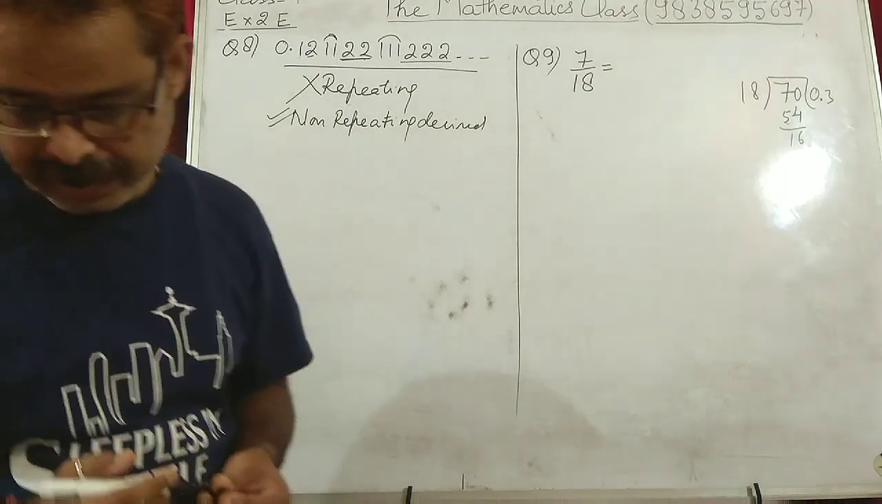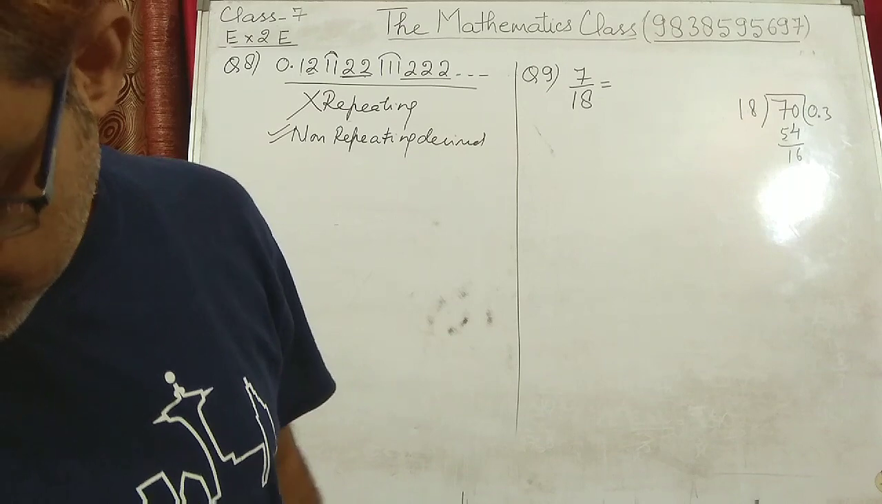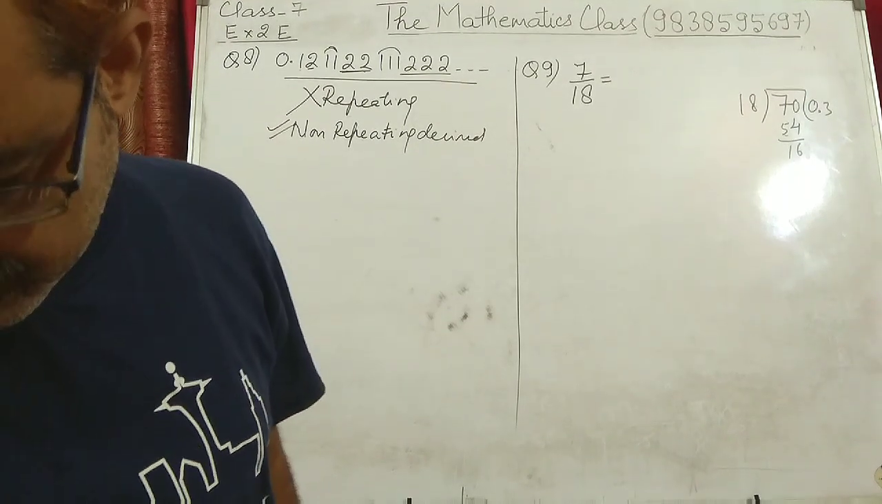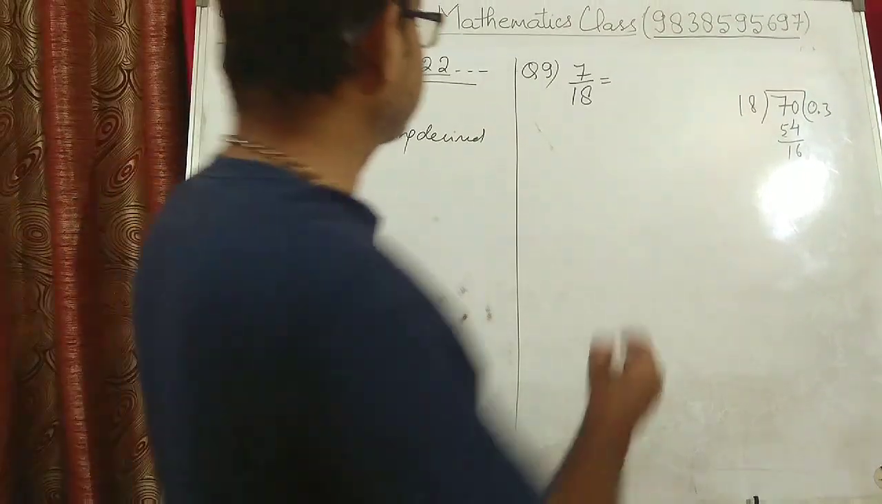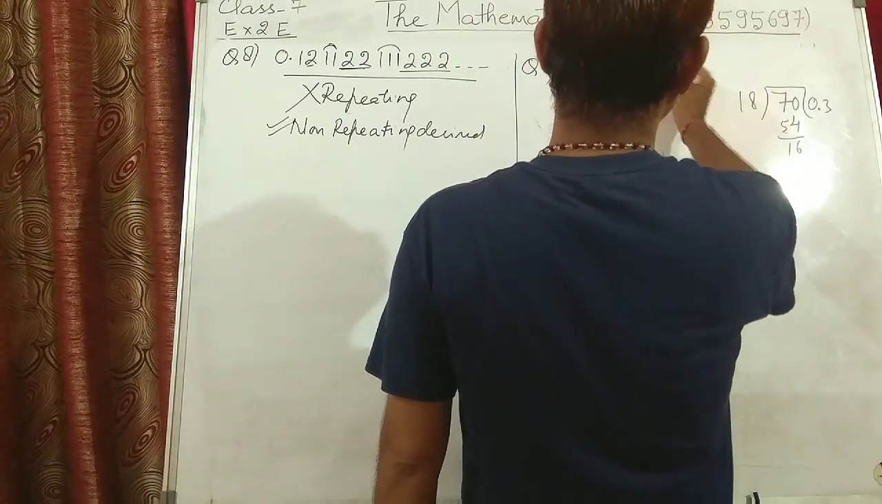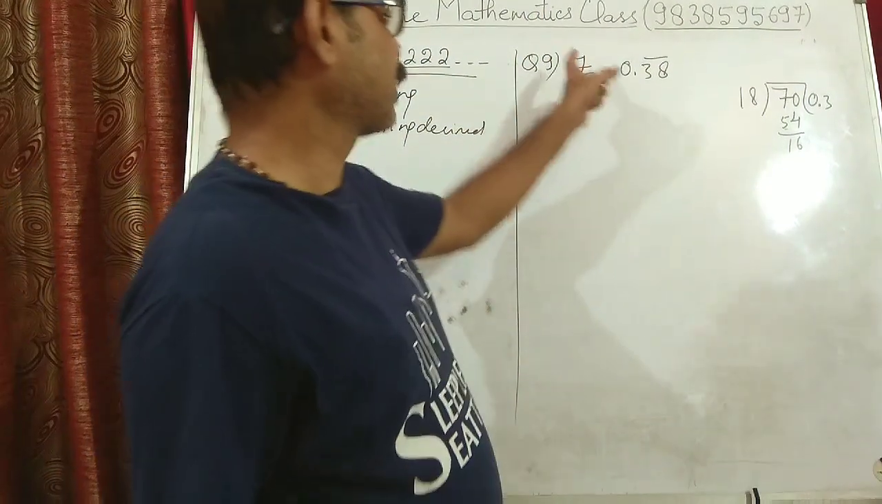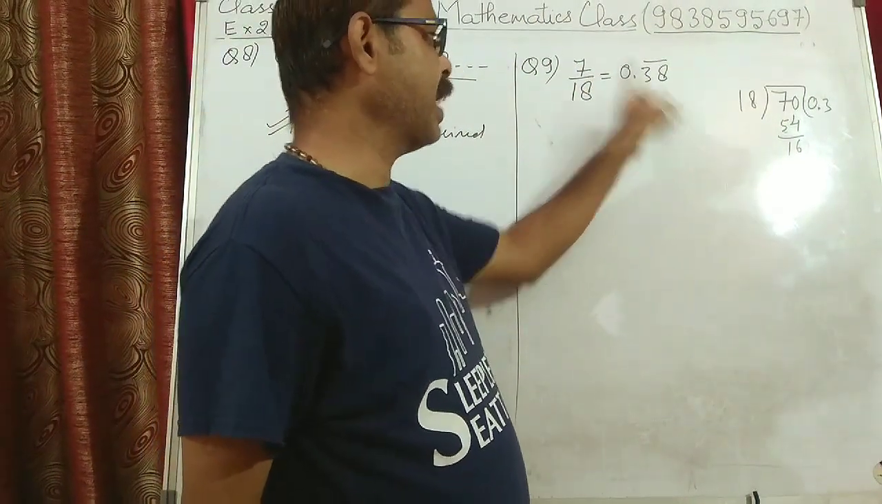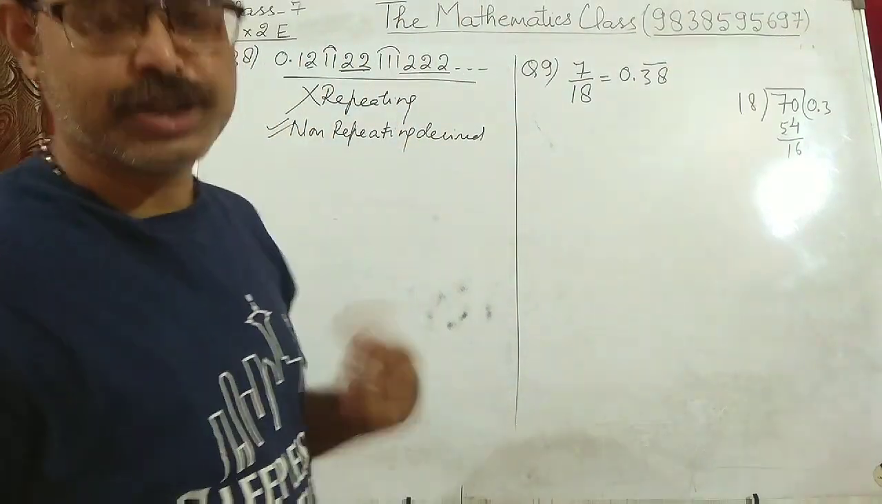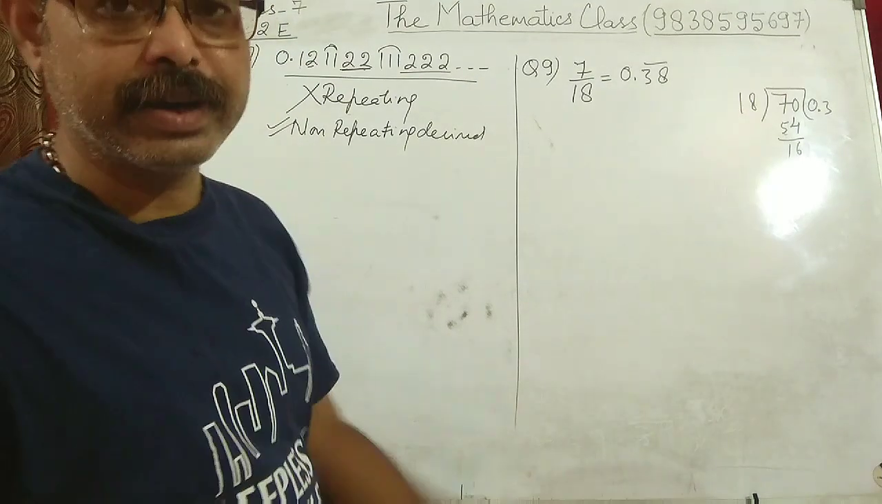Next is question number 9. A student found the decimal expansion equivalent of 7 upon 18 to be 0.38 bar. He writes 0.38 bar. A question has been given to a child to write 7 upon 18 as a decimal. So he is writing 0.38 bar. The question says find where he was wrong.